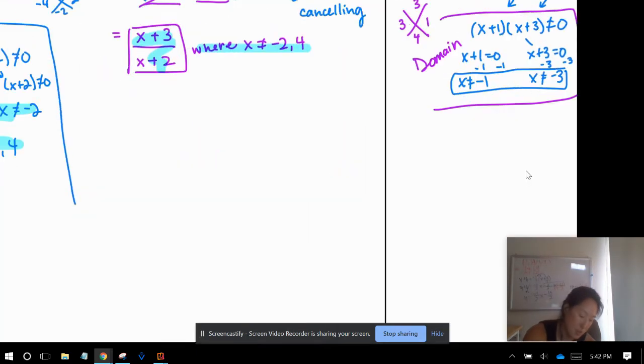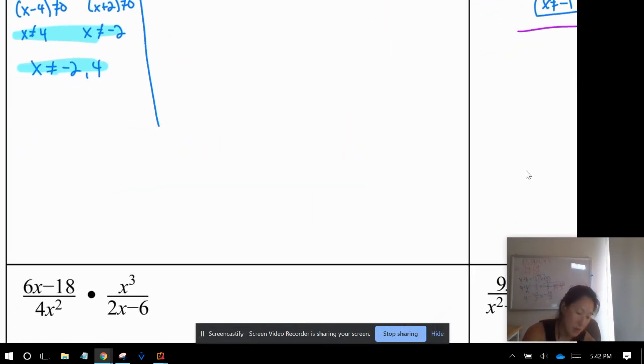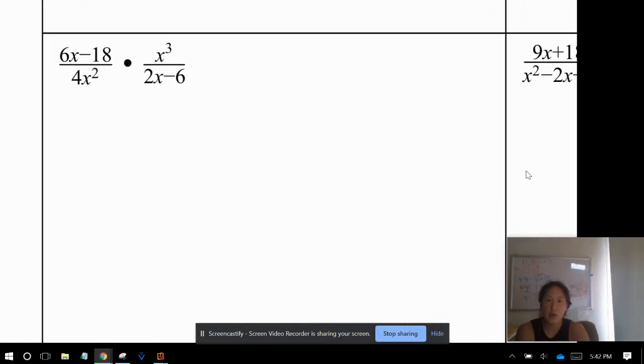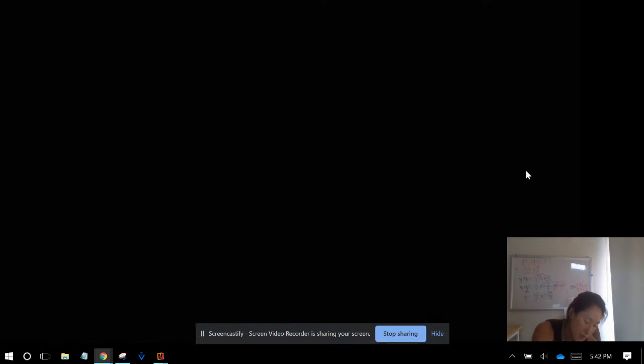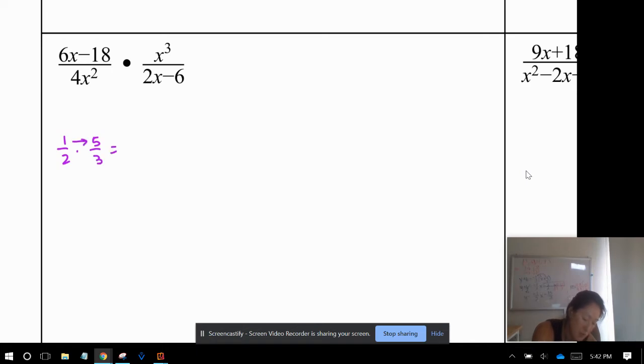Okay, we're going to get a little bit more complicated. Now we're multiplying fractions. So how do we multiply fractions? If I had a fraction like 1/2 times 5/3, I would just multiply straight across. So 5 over 2 times 3 is 6. We're going to do the same thing with fractions. We just need to be very mindful of what our factors are.